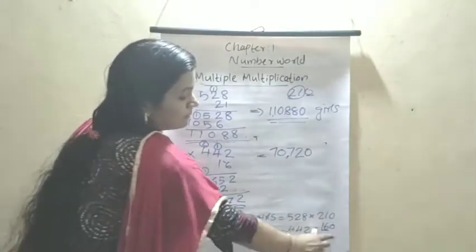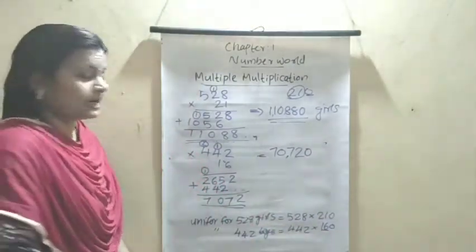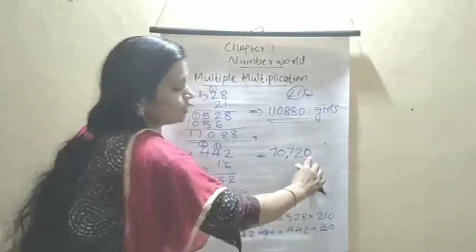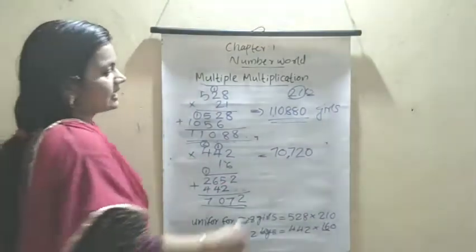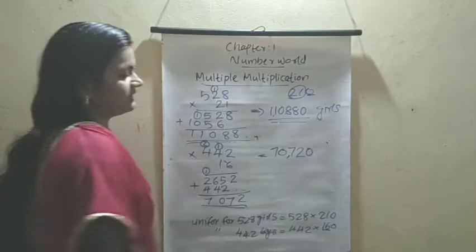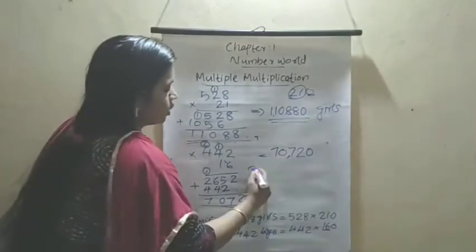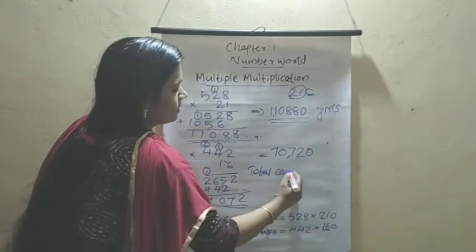Now already we kept 1 zero here. We already kept 1 zero here. That 0 is put here. Okay. So we can read this number 70,720. Then we can write the total cost.